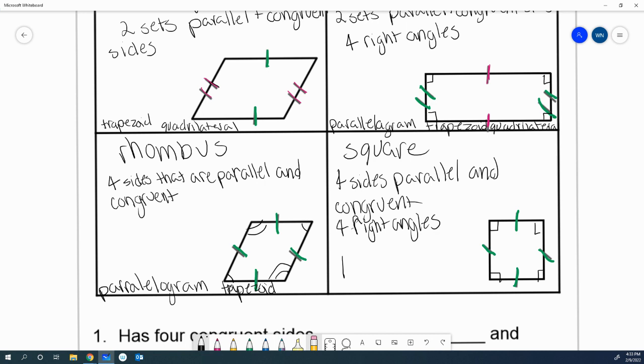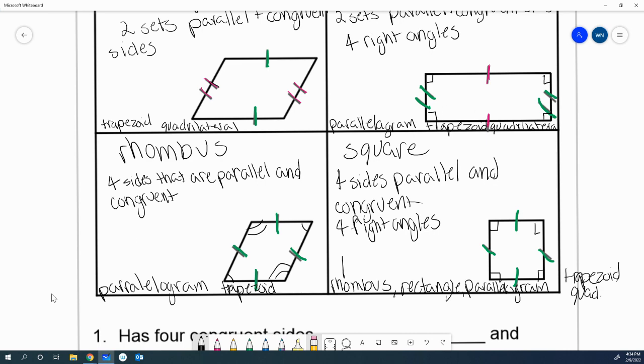But we could also call it a rhombus because it has 4 congruent and parallel sides. We could call it a rectangle because it has 2 sets of congruent and parallel sides and right angles. We could call it a parallelogram because it has 2 sets of parallel sides. And we could call it a trapezoid because it has at least 1 set of parallel sides. And we could call it a quadrilateral. As you can see, a square is everything.